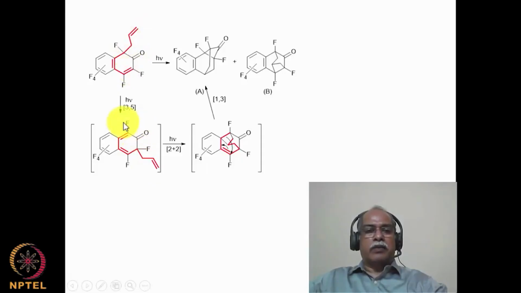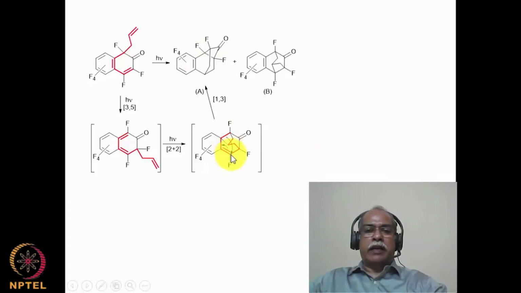The rearranged product, which is a 3,5 rearranged product, is shown here. The rearranged product under the photochemical conditions also undergoes a 2+2 cycloaddition reaction leading to the formation of the cyclobutane derivative, which is this particular derivative. The cyclobutane is a vinyl cyclobutane. It readily undergoes a 1,3 sigmatropic rearrangement to give this particular product.